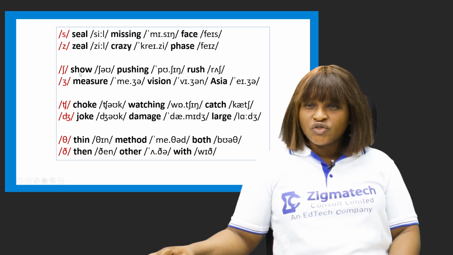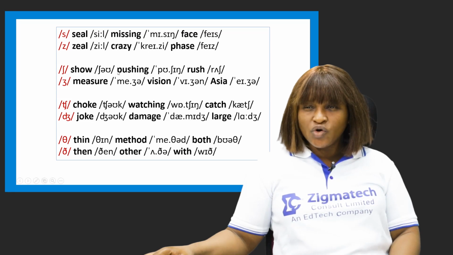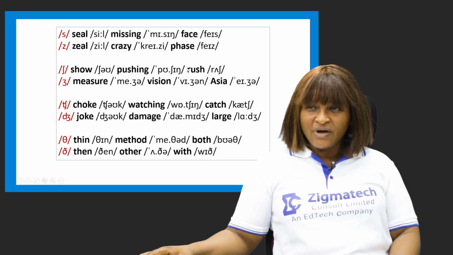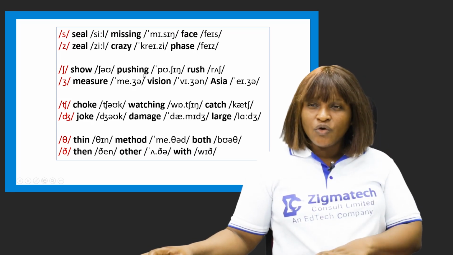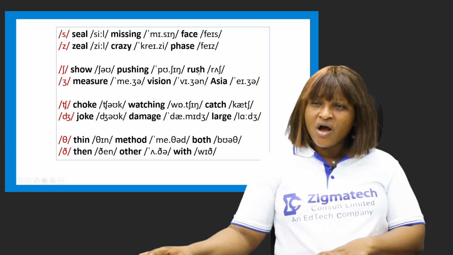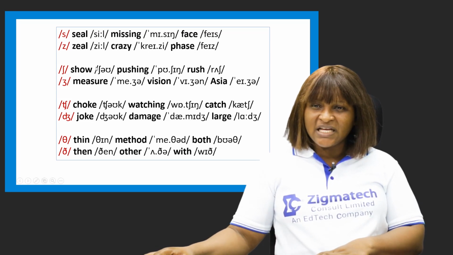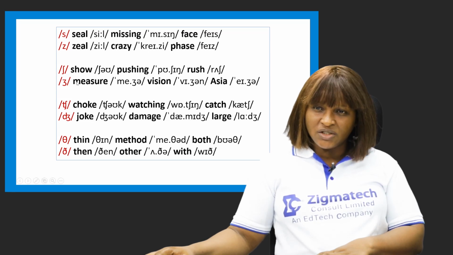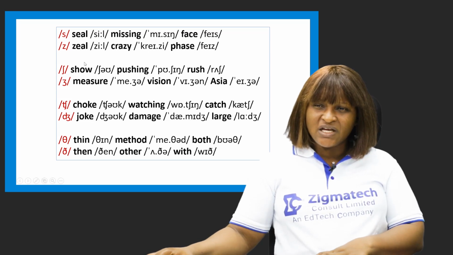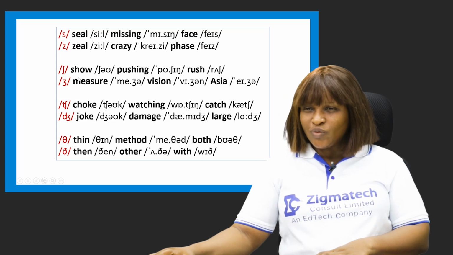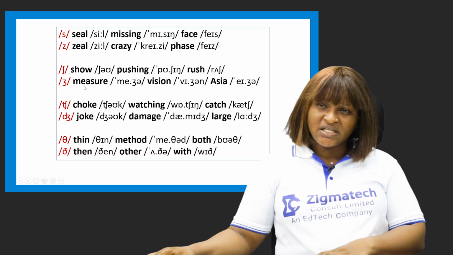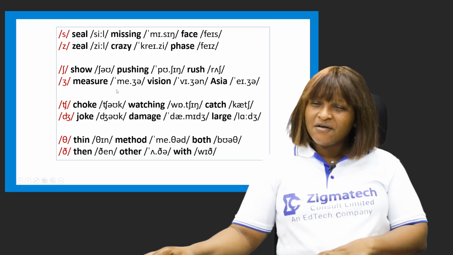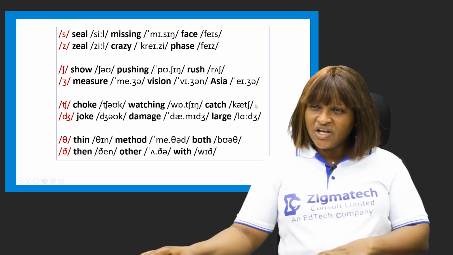All right, the next sound is the sh sound. You have it starting a word, in the middle of a word, and at the final stage of a word. So we have shell, we have pushing, we have rush. So you see that SH changes to the sh sound. Whenever you see SH, be careful to identify it as the sh sound. Then you have the zh sound: measure, vision, and Asia.